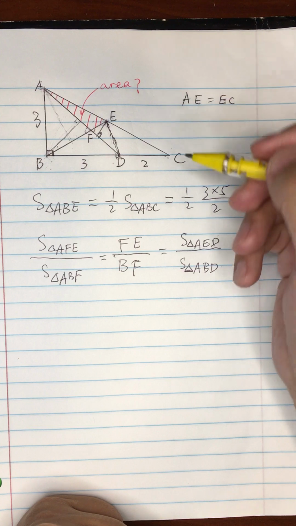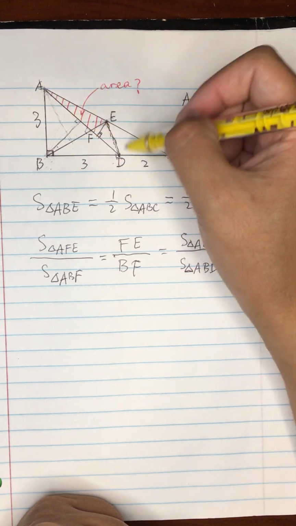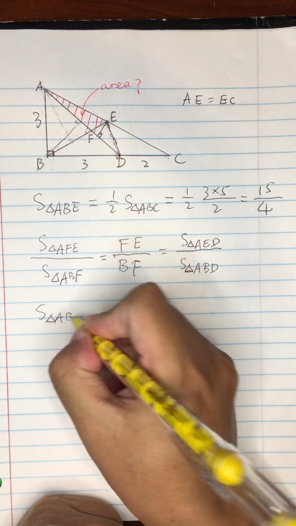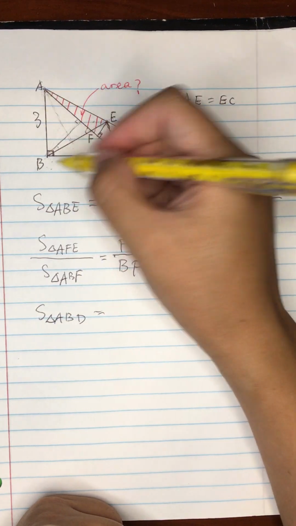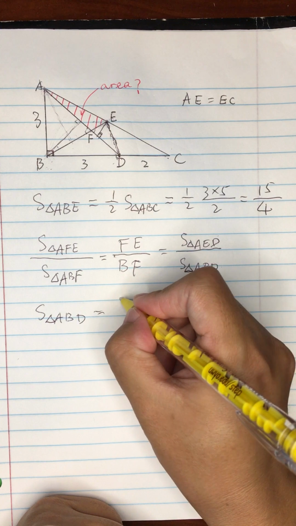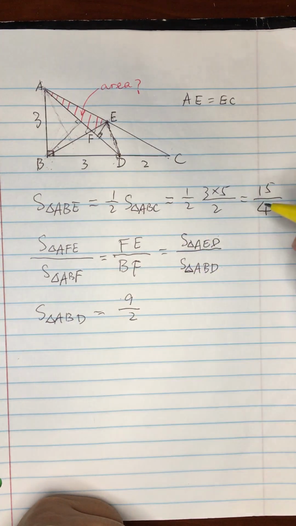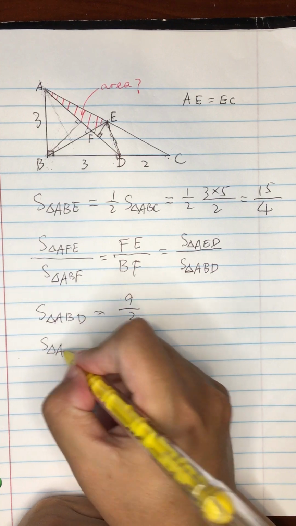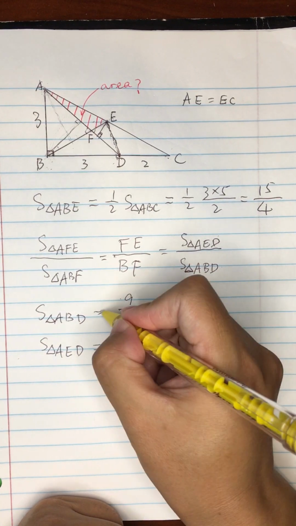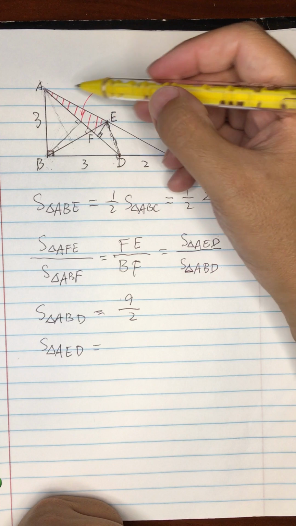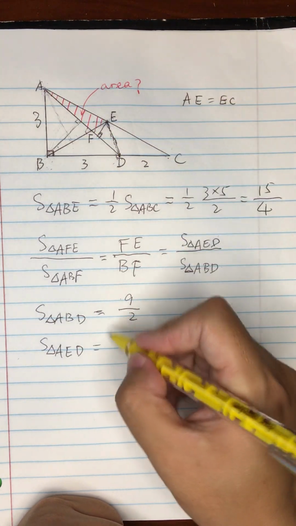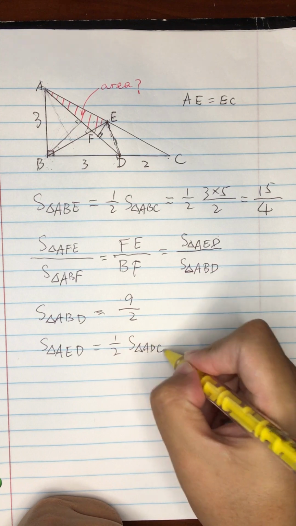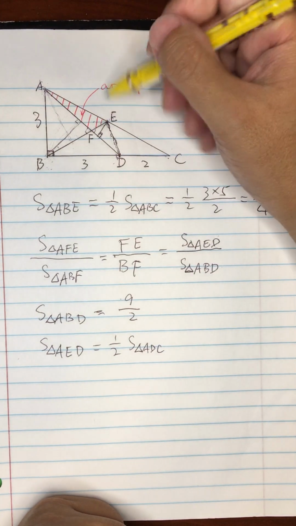So now let's look at what the area of AED and ABD are. The area of ABD is relatively simple. The area of ABD is going to be 3 times 3 divided by 2. What's going to be the area of AED? The area of AED is going to be 1/2 of the area of ADC. Why is that?